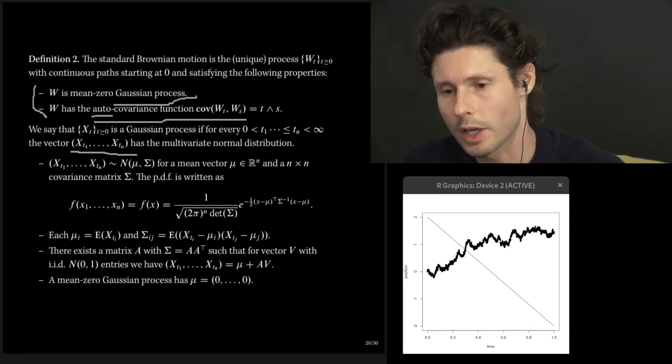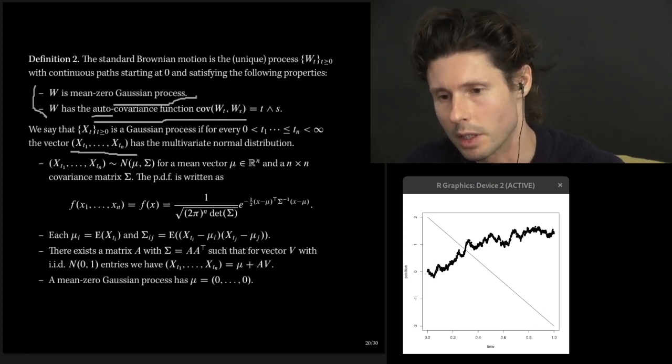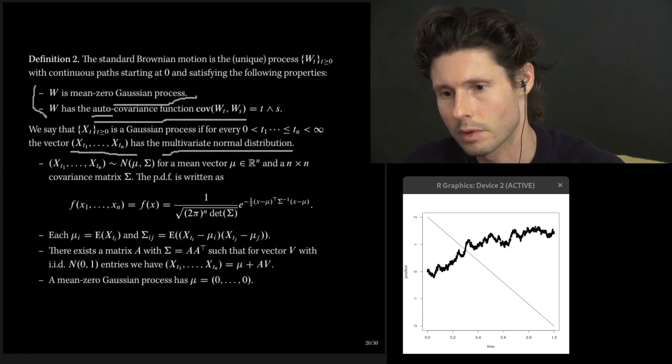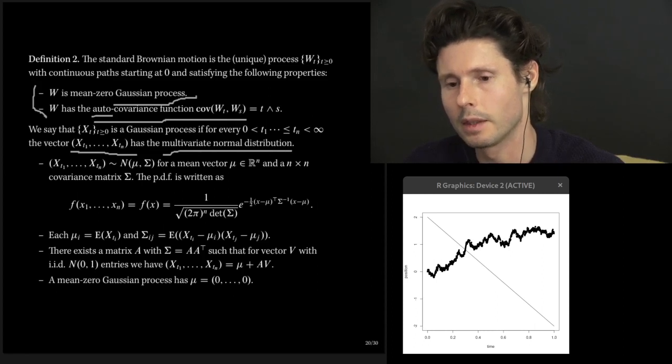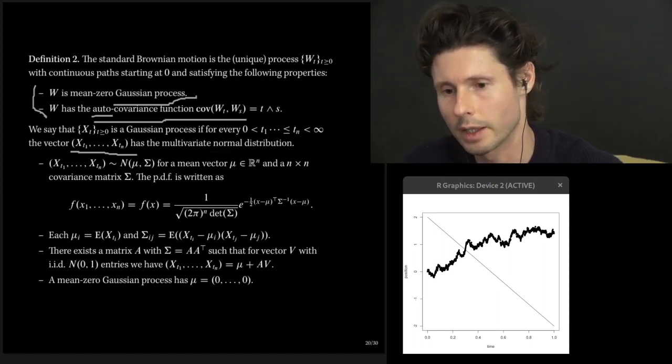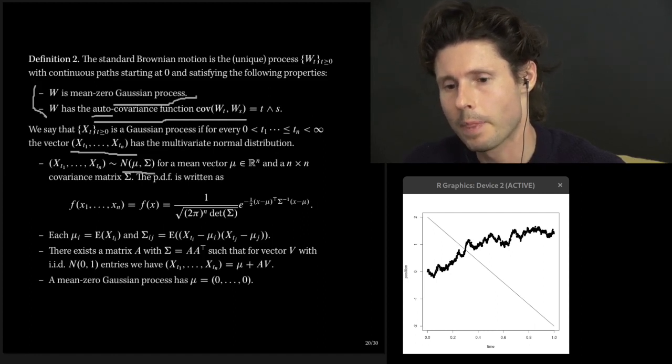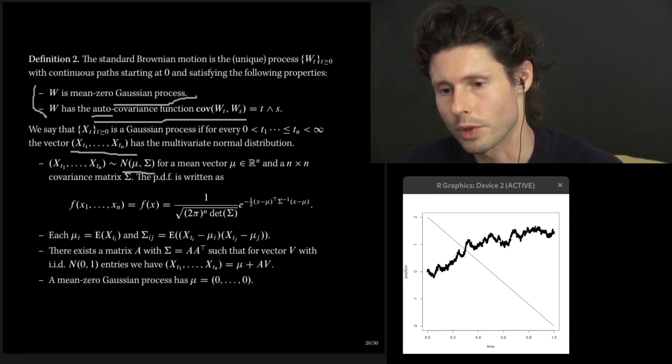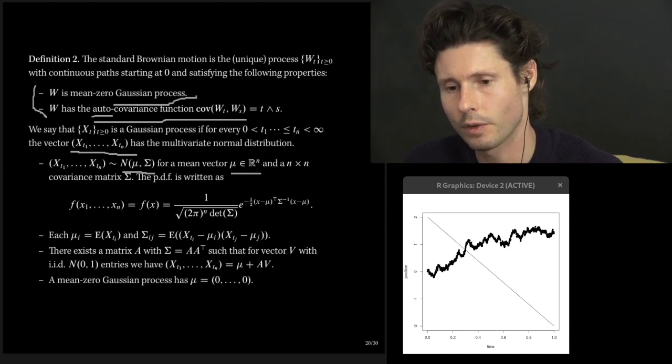If this vector has the normal multivariate distribution, then the process is said to be Gaussian. So what does it mean to have a multivariate normal distribution? This is a shorthand way of writing it. This is the notation. So this would be a multivariate normal distribution with a mean vector mu. So this would be a vector of means for each coordinate.